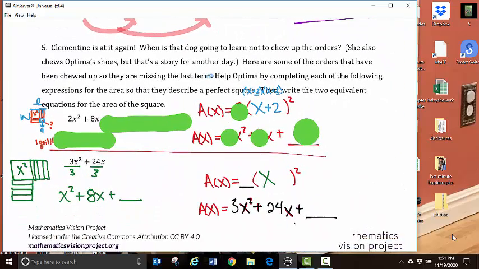Now, Clementine is at it again. That's the Optima's dog. When is that dog going to learn to not chew up orders? She also chews up Optima's shoes, but that's a story for a different day.